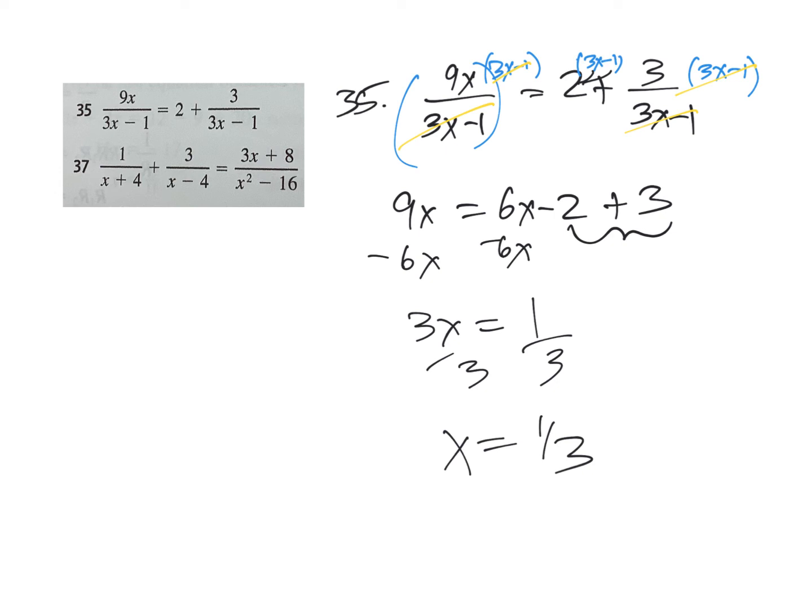Okay, just to remind you, technically you're supposed to keep checking these answers. Yes, this is the solution, but there really is not a solution to this. If you plug 1/3 in, you're going to get a 0 in your denominator, and it doesn't work. So that just means it's an extraneous solution. You can get a solution, but it doesn't work. All right, let's do number 37.